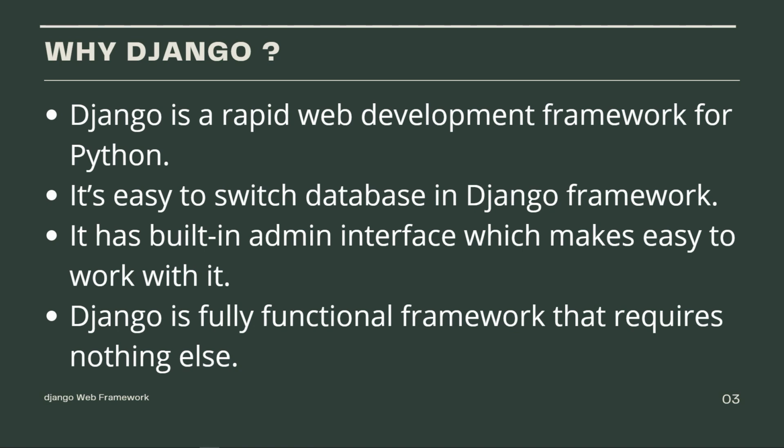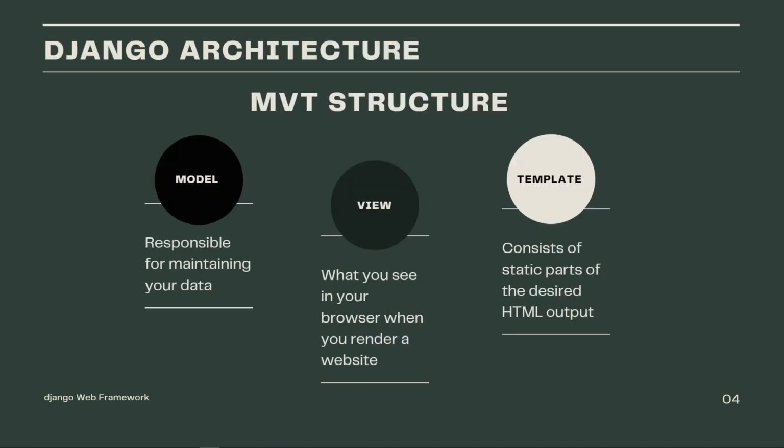Let me talk in brief about the Django architecture. Django is based on something called MVT, or Model View Template architecture, which is a design pattern for developing a web application. The MVT structure has three components, as you can see on the screen: the model, the view, and the template. The model is responsible for maintaining your data. It's the logical data structure behind the entire application and is represented by a database, generally relational databases such as MySQL or PostgreSQL.